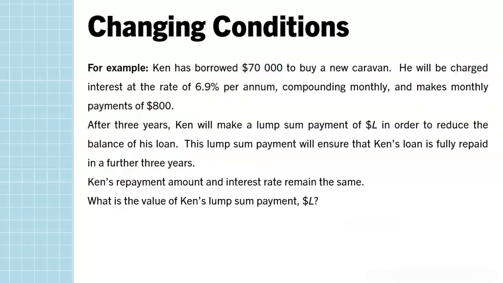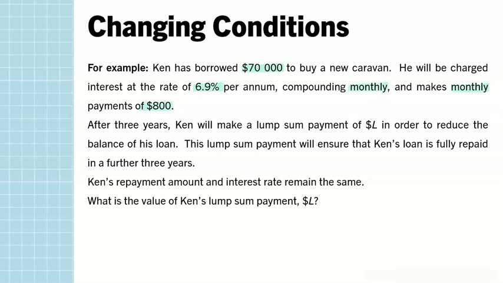Okay, so this is what I would consider a challenge question in the changing conditions. Changing conditions is already a challenging application of reducing balance loans, and this one is a challenging version of that. So this is a real separated question, but with a good process, it is something that everyone can attempt to answer. So Ken has borrowed $70,000 to buy a caravan. He'll be charged an interest rate of 6.9% per annum, compounding monthly, and makes monthly repayments of $800.